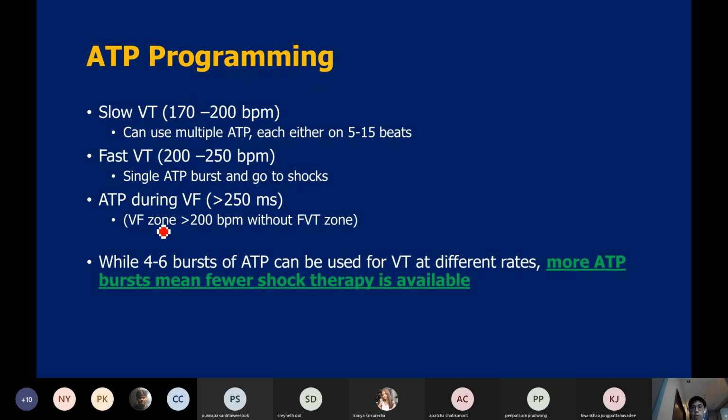And for VF, usually VF does not respond to ATP, but there is some time to wait before the shock while the device has to charge. So we could program the ATP during charging before the shock occurs, and when the charge is finished, we stop ATP and we shock the patient with the defibrillator. Again, the benefit of ATP is to reduce the shock and the consequences of shock therapy.